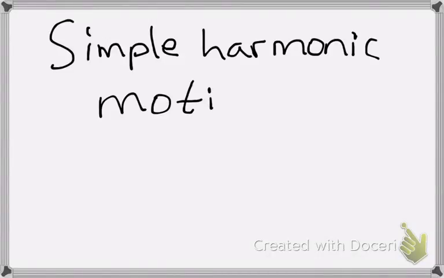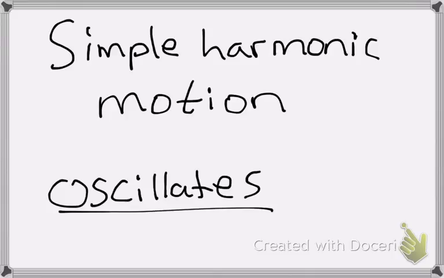Simple harmonic motion. What in the crap does that even mean? Well, it simply means something that oscillates. And that is a fancy word for saying something that repeats its motion over and over and over again. So something like a pendulum swinging back and forth.